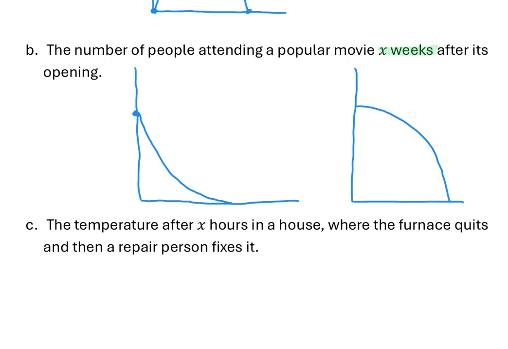For instance, I think if it was Star Wars, it would probably look like the second picture, because Star Wars is always going to be popular the first couple weeks. But if it's another type of movie, then it's probably going to look like the first one, where it decreases a little bit more rapidly at the beginning, and then towards the end, it kind of levels off a little bit.